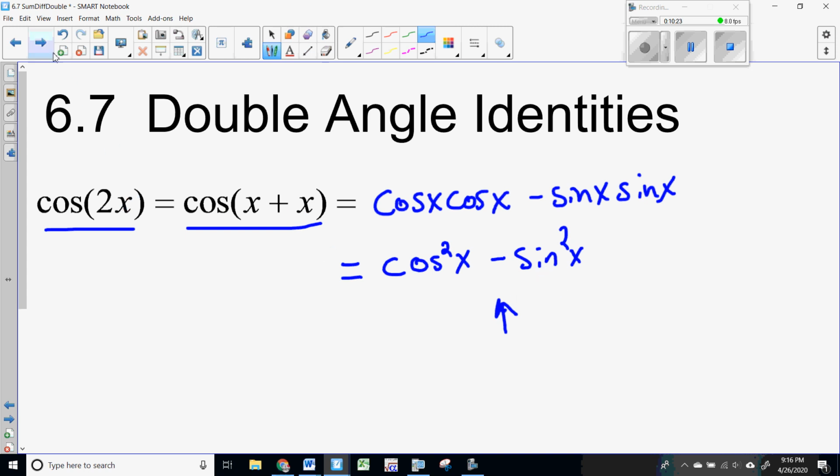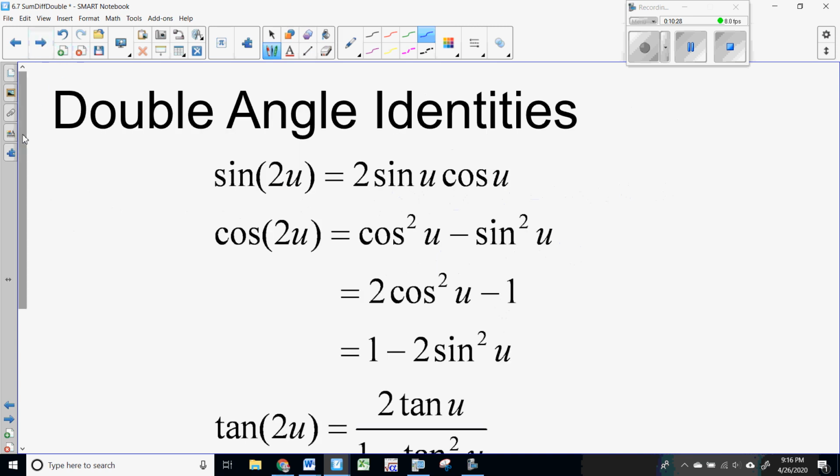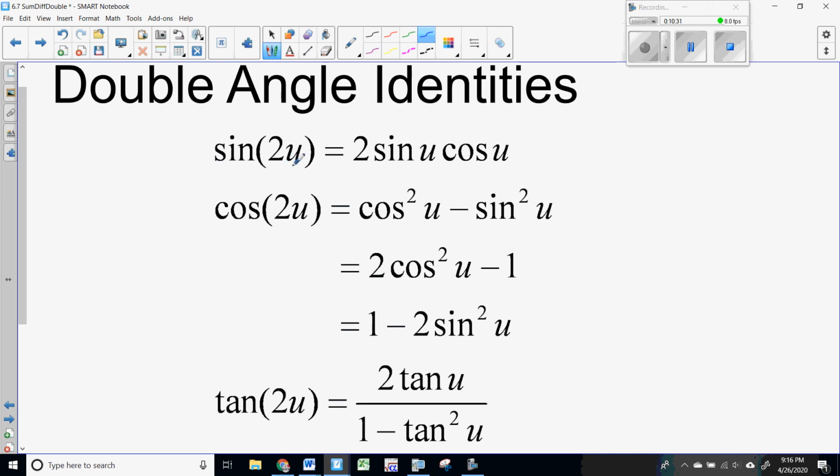So if we do that idea, we can generate all of our double angle identities. And here are our double angle identities. Sine of 2u is 2 sine u cosine of u. We just proved this one. Cosine of 2u is cosine squared minus sine squared. These other two come from these. I think you can see if I change sine squared to 1 minus cosine squared, I could get that one. If I change cosine squared to 1 minus sine squared, I would get that one down there.